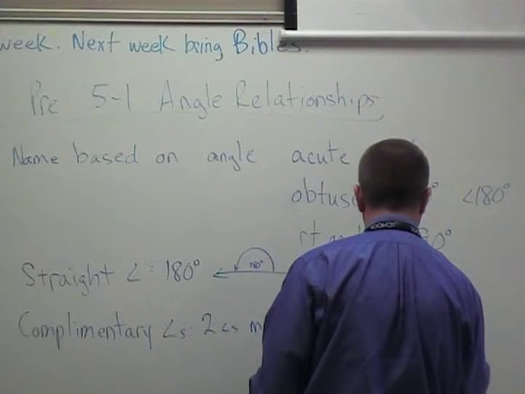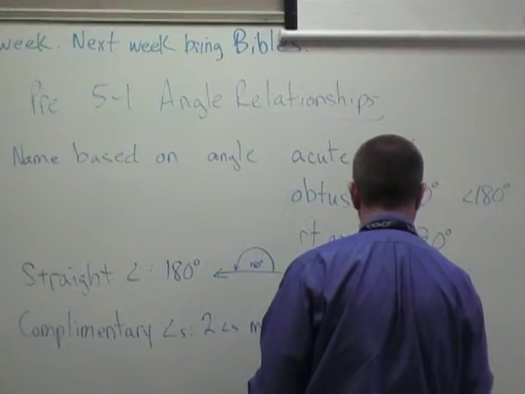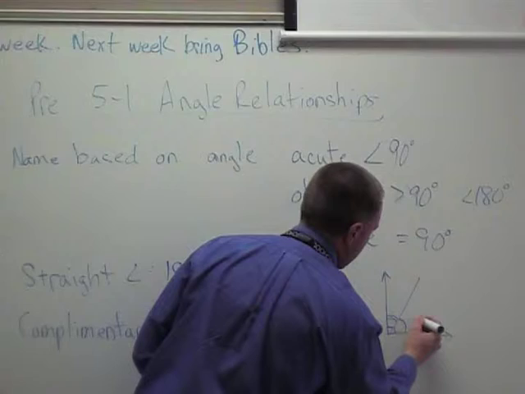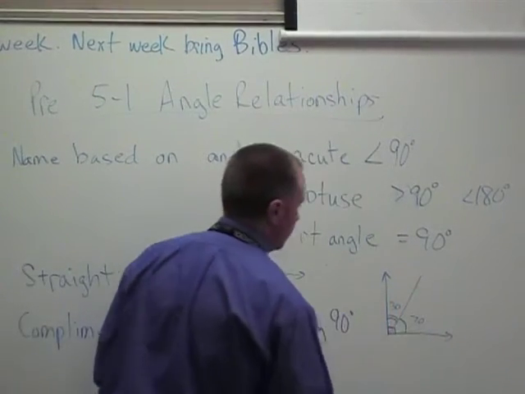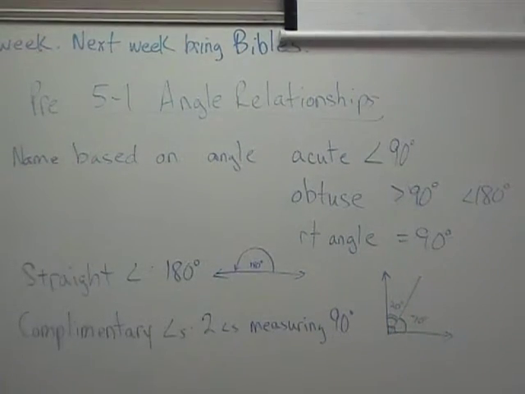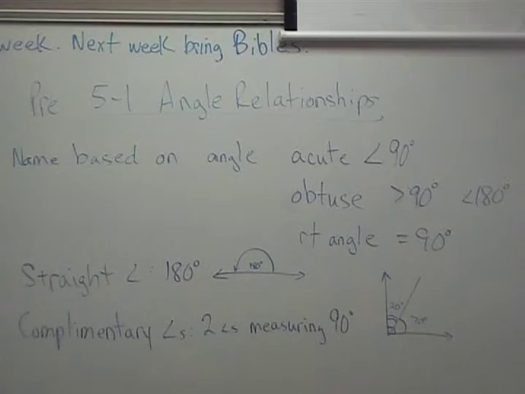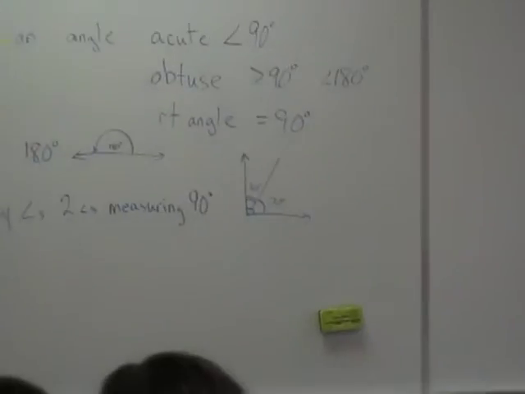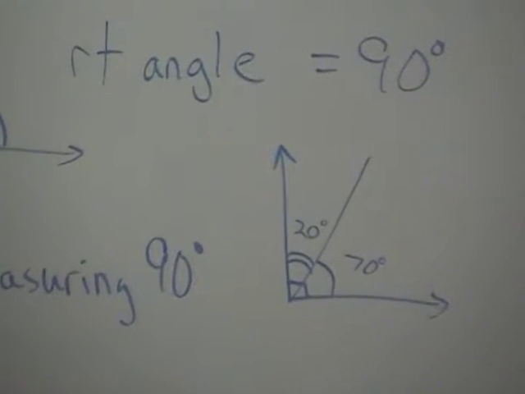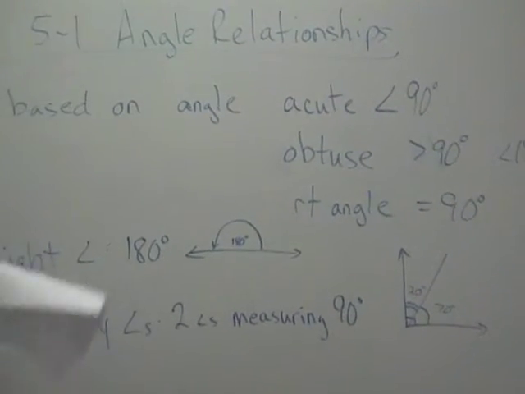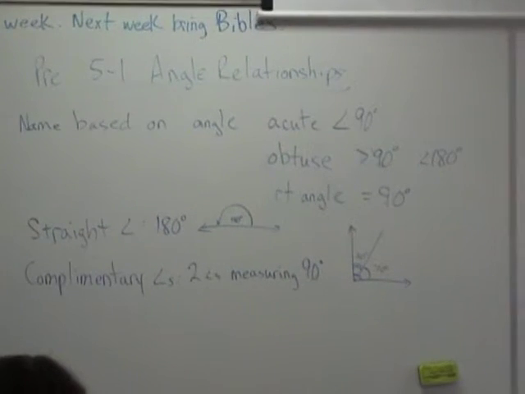Let's say this one is 70 and this one's 30. That's 100 degrees. Oops, I'm sorry, 20 degrees. I made a mistake. So 70 and 20. So there you go. I have it right on here, I just didn't copy it. All right, so complementary: two angles measuring 90 degrees when you add them together.